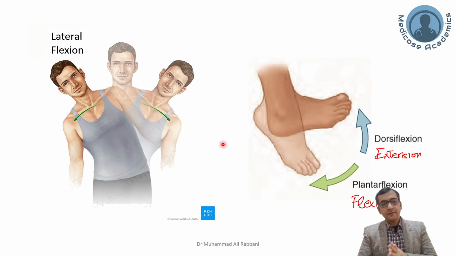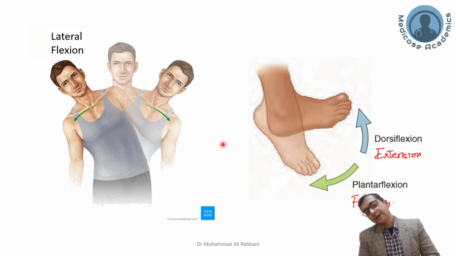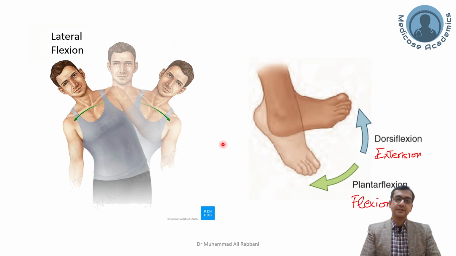And then there is lateral flexion of the trunk and the vertebral column. This is the left lateral flexion of my neck. This is the right lateral flexion of my neck. This is the straightening or extension of my neck.